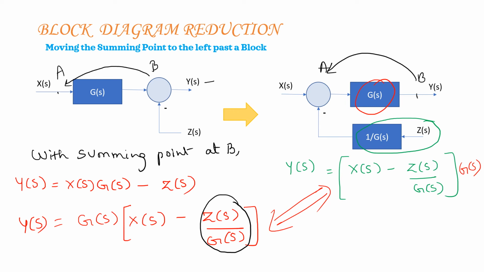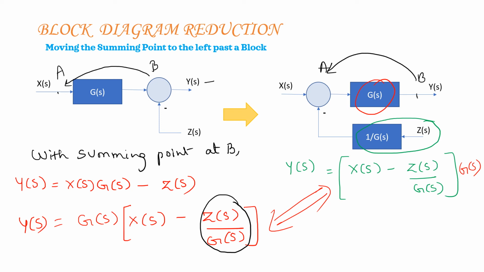So these are the two rules which we have seen with respect to the summing point. We have seen how blocks connected in cascade can be reduced, and how blocks connected in parallel can be reduced into the simplest form. And if we want to shift a summing point either to the right or left of a block in order to obtain a reduced block diagram model, what are the changes to be made while shifting?